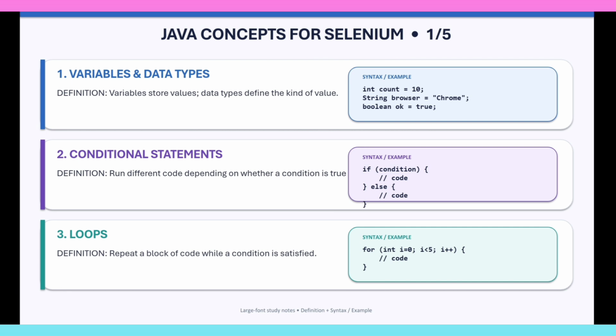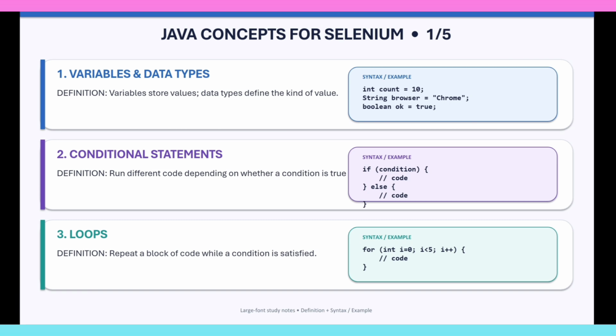Now let's move to conditional statements. These are used when our program needs to make a decision. The most common example is if else. For example, we can check whether an element is displayed and perform an action based on the result. Next, we have loops. Loops are used when we want to repeat an action multiple times. For example, if a page has multiple elements and we want to perform the same operation on each element, we can use a loop instead of writing the same code again and again.